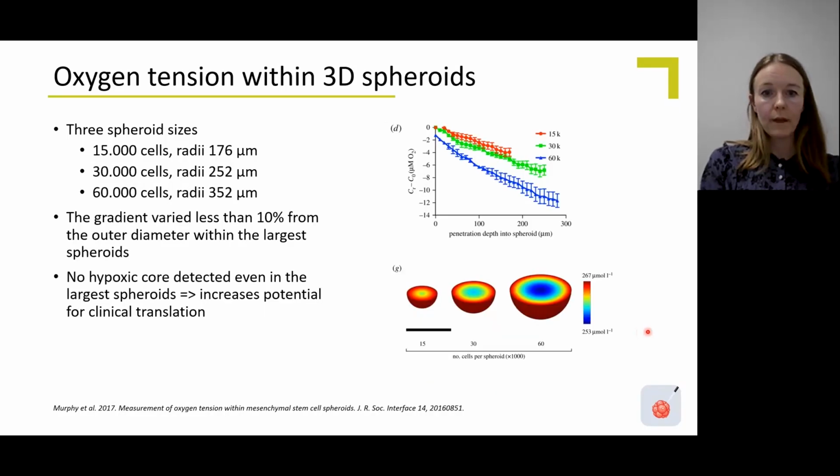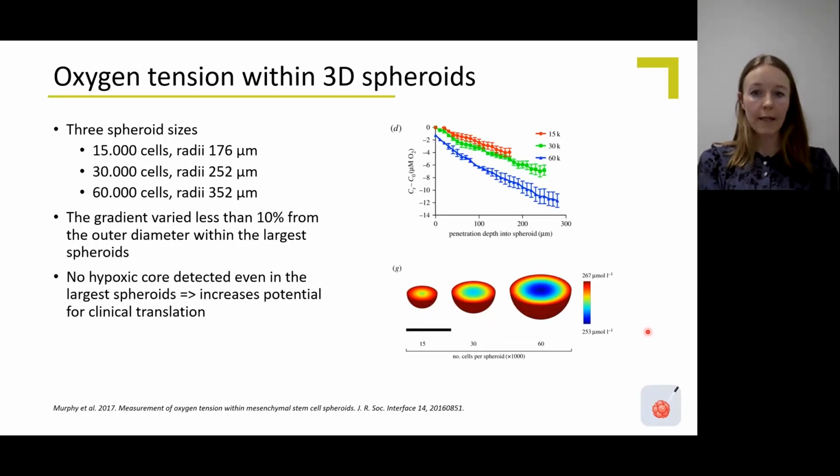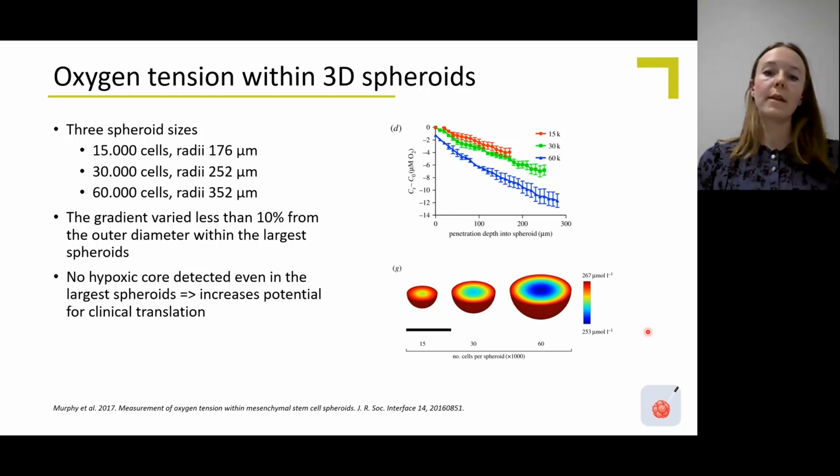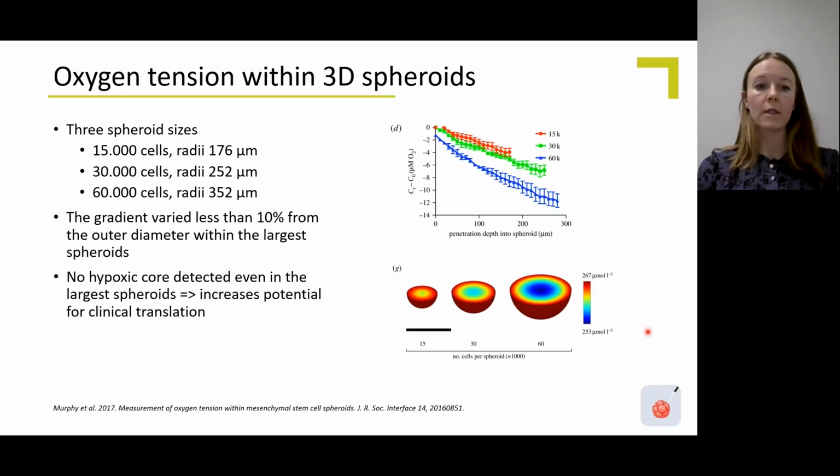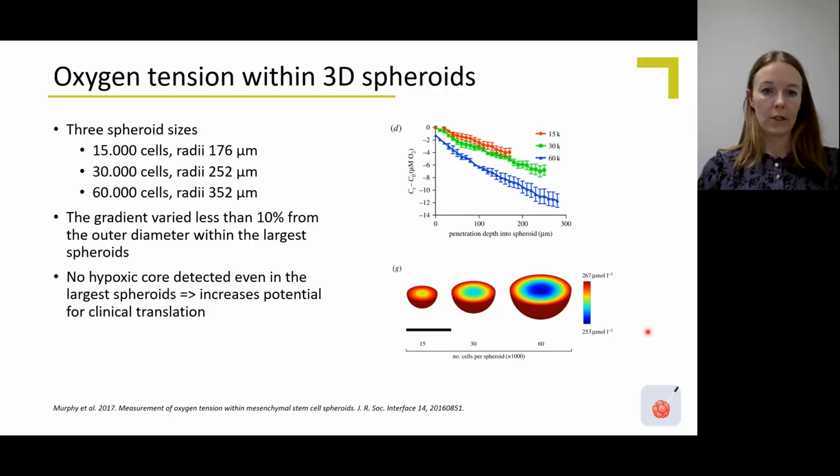So the authors made 3 different sizes of spheroids, and they then measured the oxygen concentration all the way through. They found that there was no hypoxic core in these spheroids, even for the largest ones. And this really increases their potential for clinical translation.